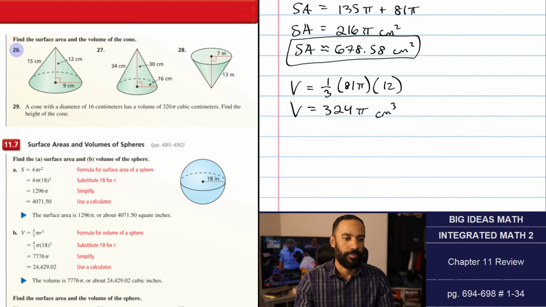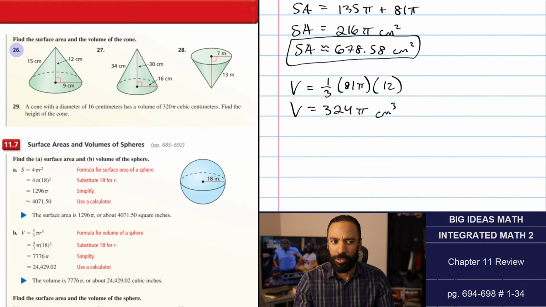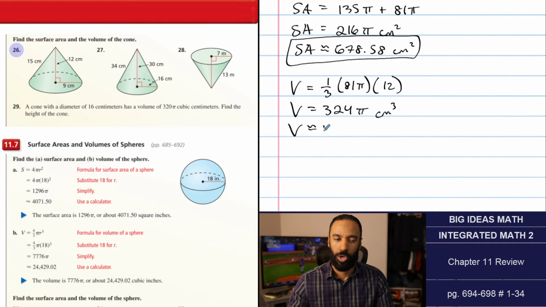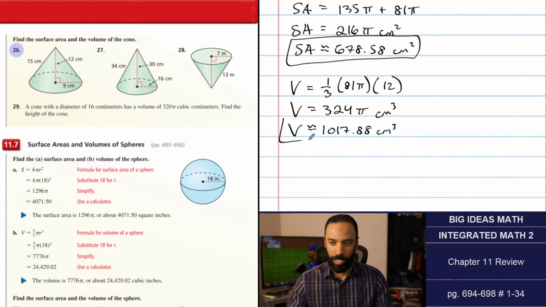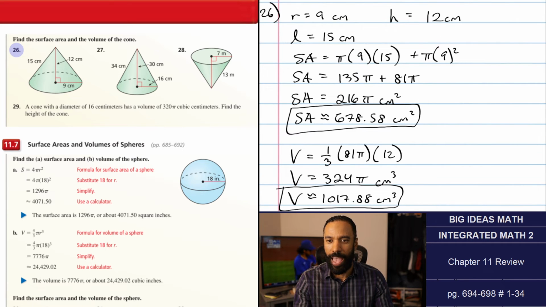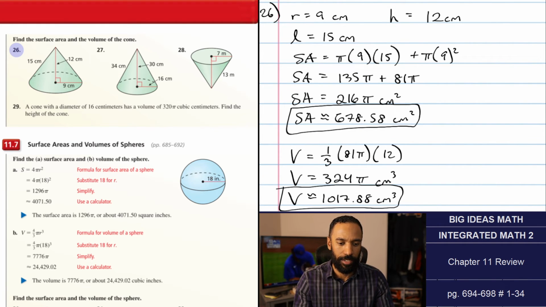That one, I think that should exceed 1,000. 324 pi is 1,017.88 cubic centimeters. So surface area and volume, we're going to do it for every problem in this set among those three sets. So there's the first one.